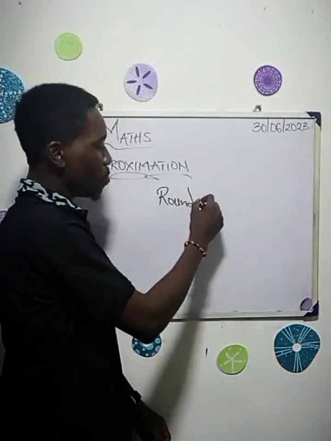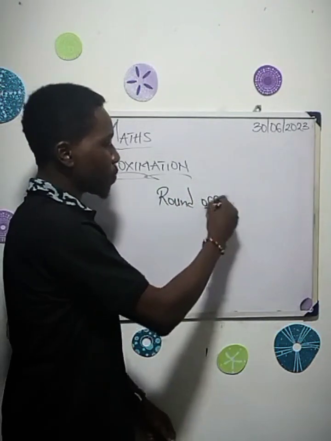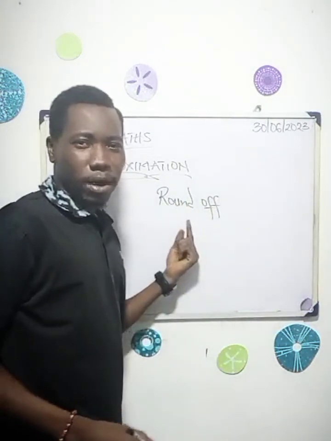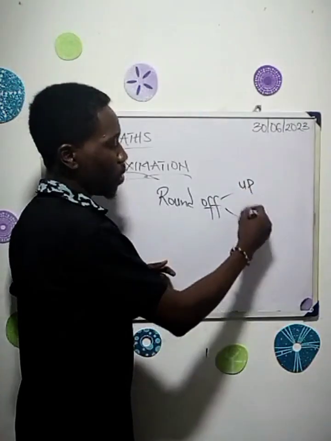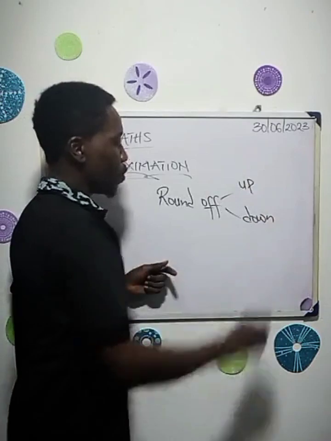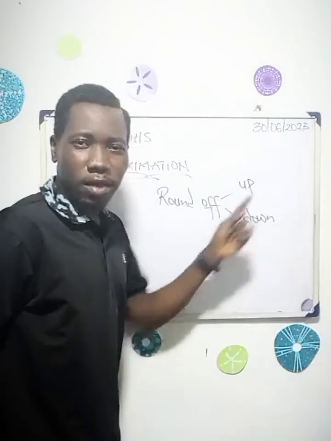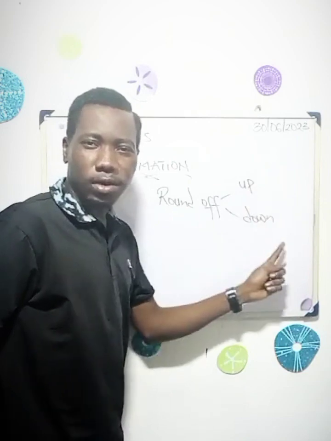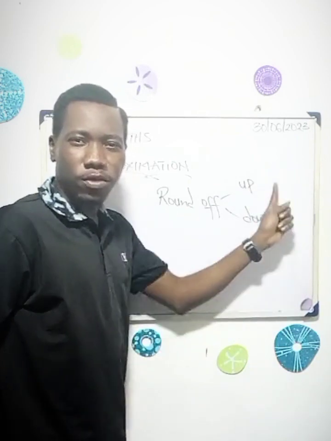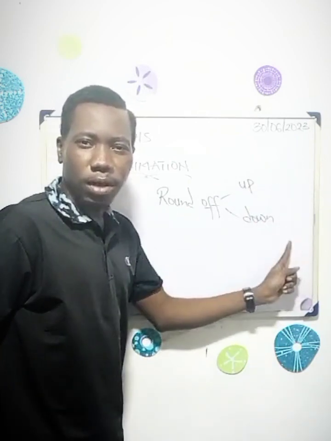We approximate numbers by rounding them off, all right? It's either we round up or we round down. So we approximate numbers by either rounding up or rounding down. What does this mean? What does it mean to round up a number and to round down a number?